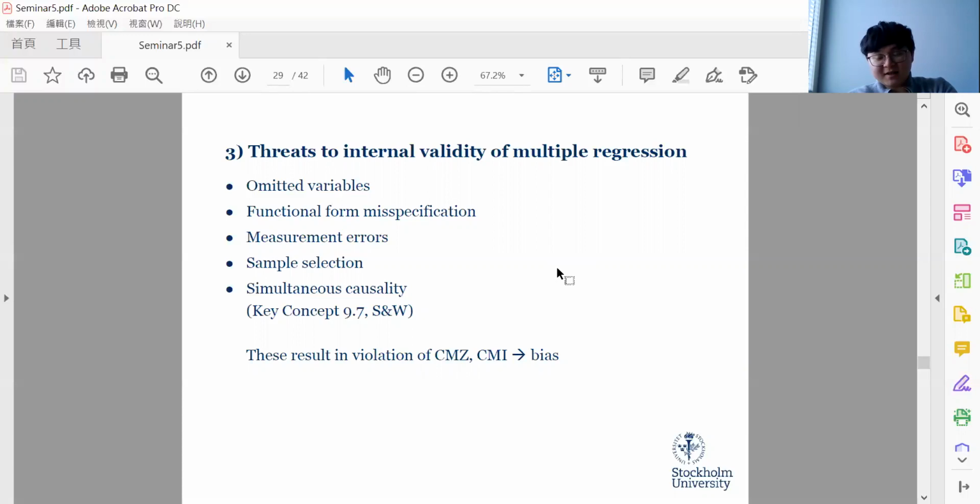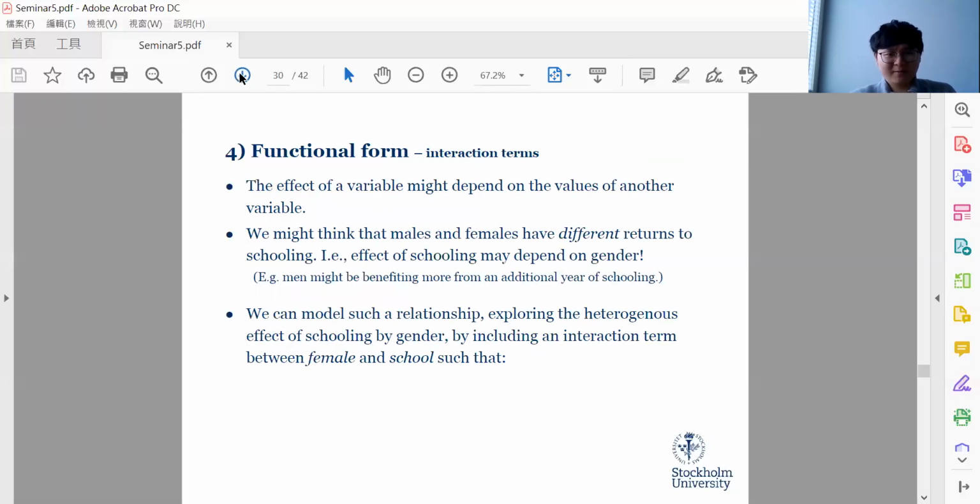So you need to think about whether in your research question there exist some problems like this. And if this situation happens, then it will result in the violation of conditional mean zero, or conditional mean independence, and will cause bias in your estimate. So these are things that you need to think about.